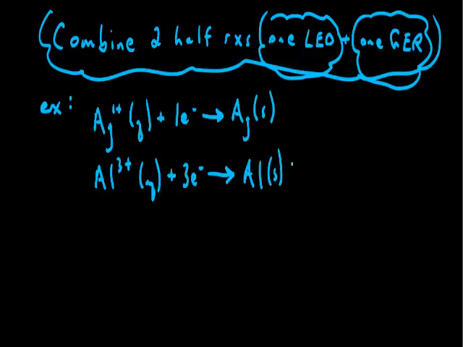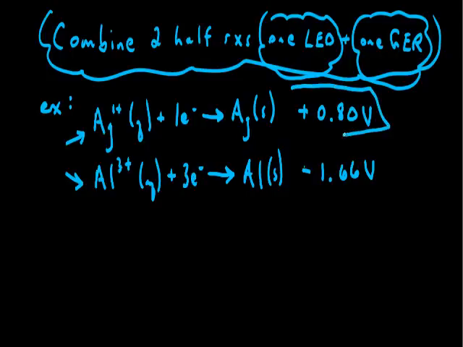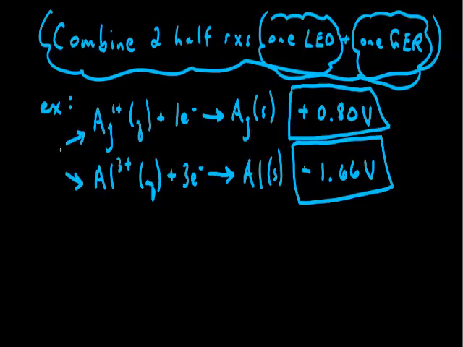Let's do an example. Here we have two half reactions. One is for silver ions, and the other is for aluminum ions. If we look at our reduction half reaction table, we can find that the reduction half reaction potentials for each are listed. The half reaction potential for our silver reduction half reaction is a positive 0.80 volts. The half reaction reduction potential for the aluminum reduction half reaction is a negative 1.66 volts.